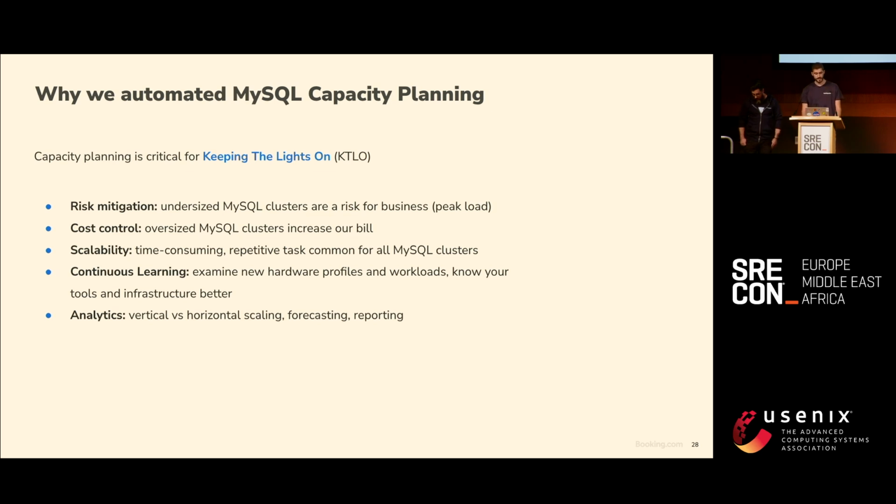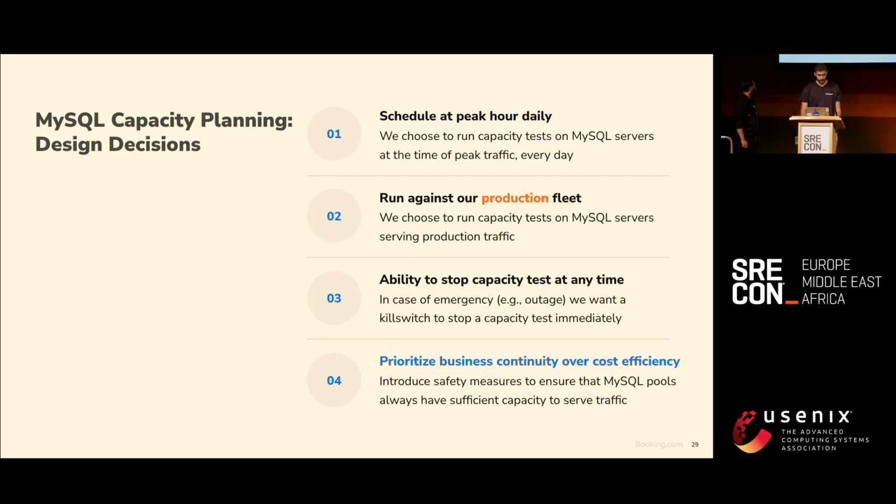Then we saw this as a continuous learning exercise, because it helped us understand our systems better, do profiling, and understand the correlation between hardware profiles and workloads. So it was really good to learn about all this while implementing automation for capacity planning. And finally, we can use it for analytics. The data from capacity planning can be used to debate between vertical and horizontal scaling, and to do forecasting and reporting.